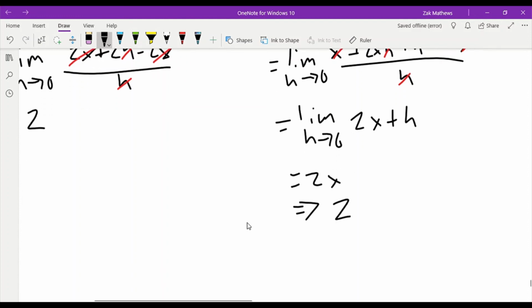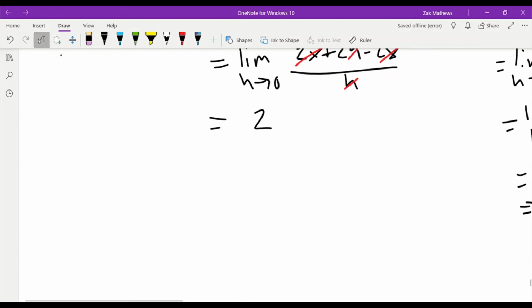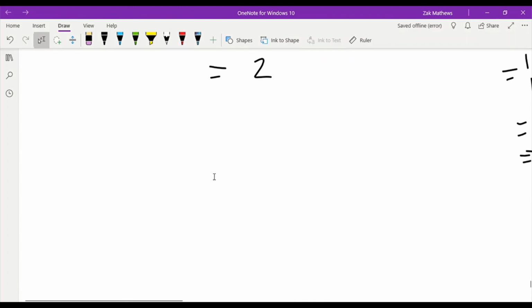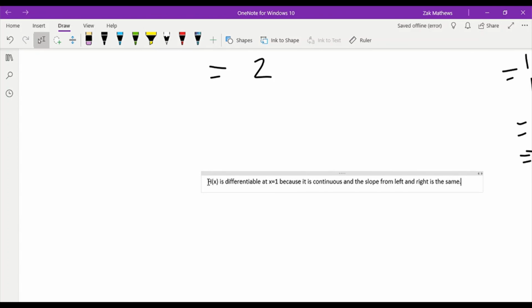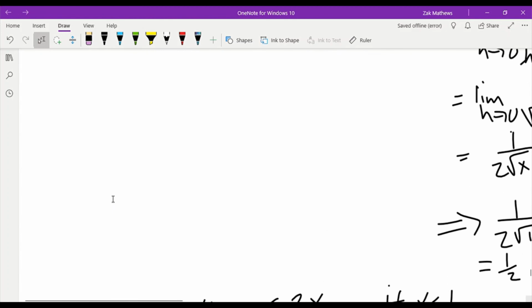So now what we see is that the slope is the same from left and right. So we can state h of x is differentiable at x equals 1 because it is continuous, and the slope from left and right is the same. So that's kind of what the question, does the derivative exist, all boiled down to.